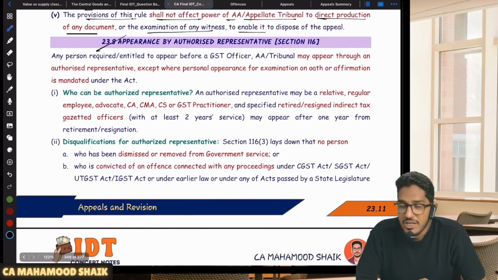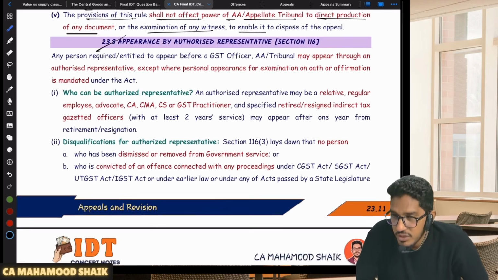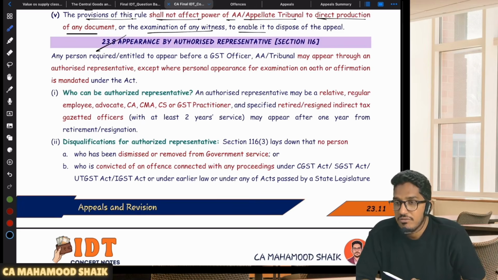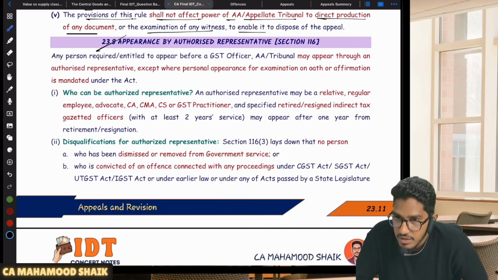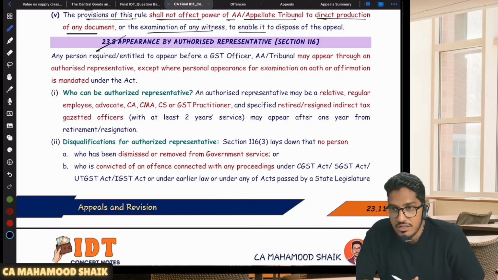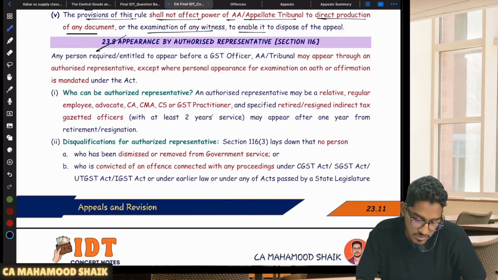Now, appearance by authorized representative. Sir, if appellate authority or appellate tribunal, the case is going on with them and they have called me to appear, who can appear, sir? Should I only go? Not required. You can send someone on your behalf also. Who, sir? Your relative, your employee, your advocate, your chartered accountant, your cost accountant, your GST practitioner, anybody you can send. So that's what they say.